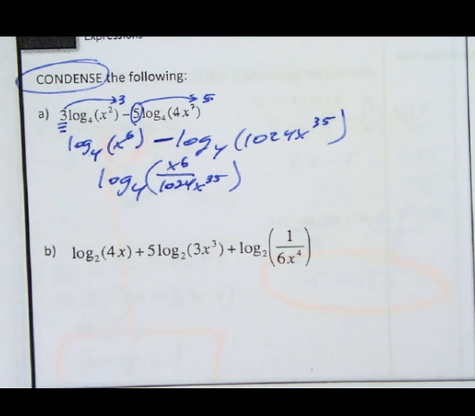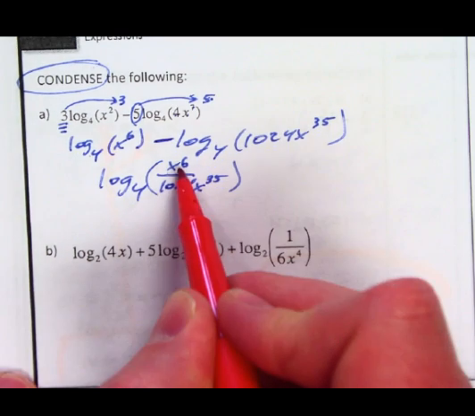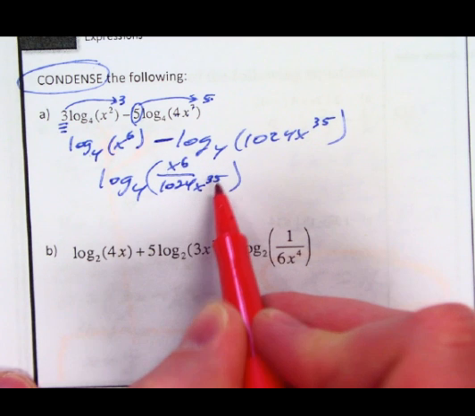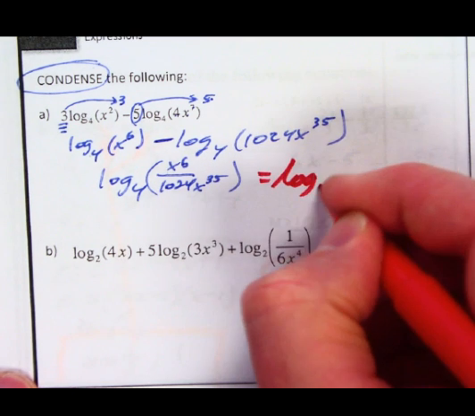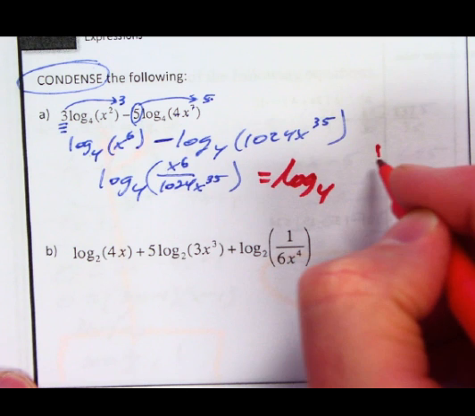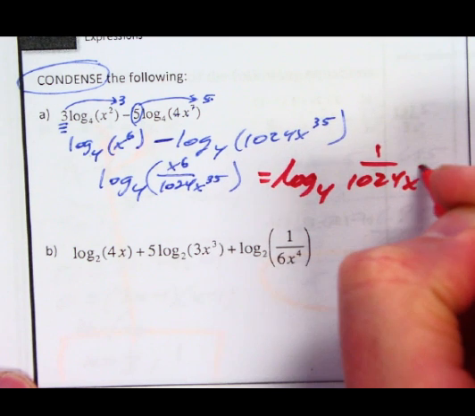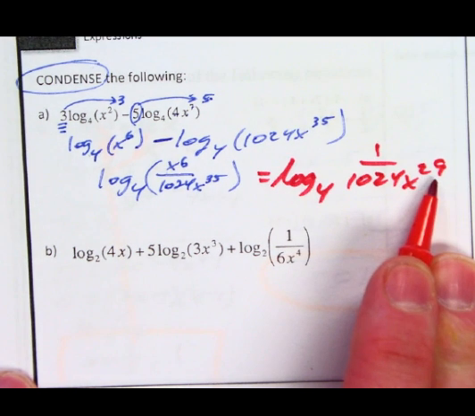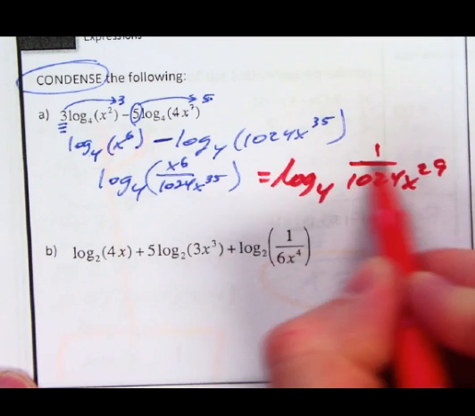They reduce a little bit because this has 6 powers of x in the top, and this has 35 powers of x in the bottom. So then I end up getting log base 4 of 1 over 1024 x to the 29th. There's 29 more powers down here of x than there was here. So this would be the final answer.